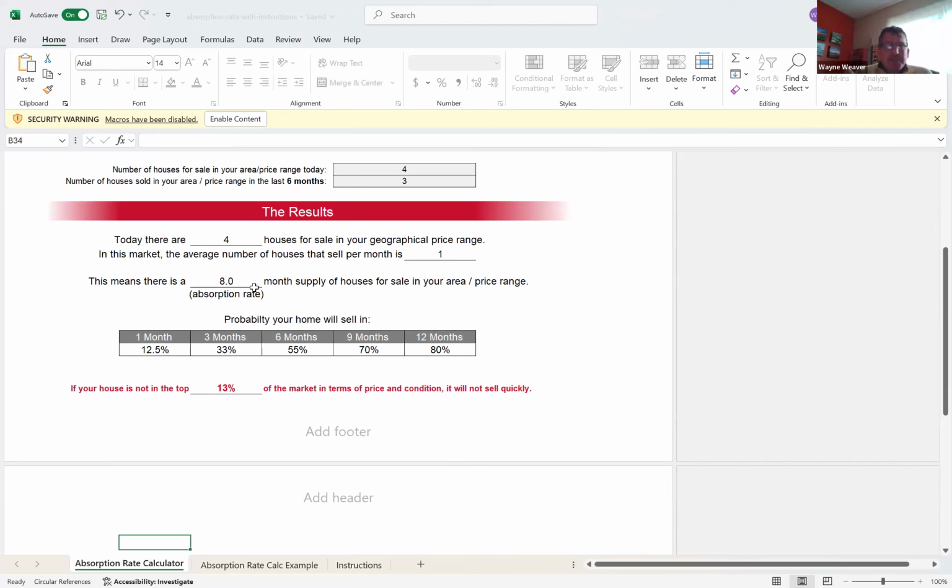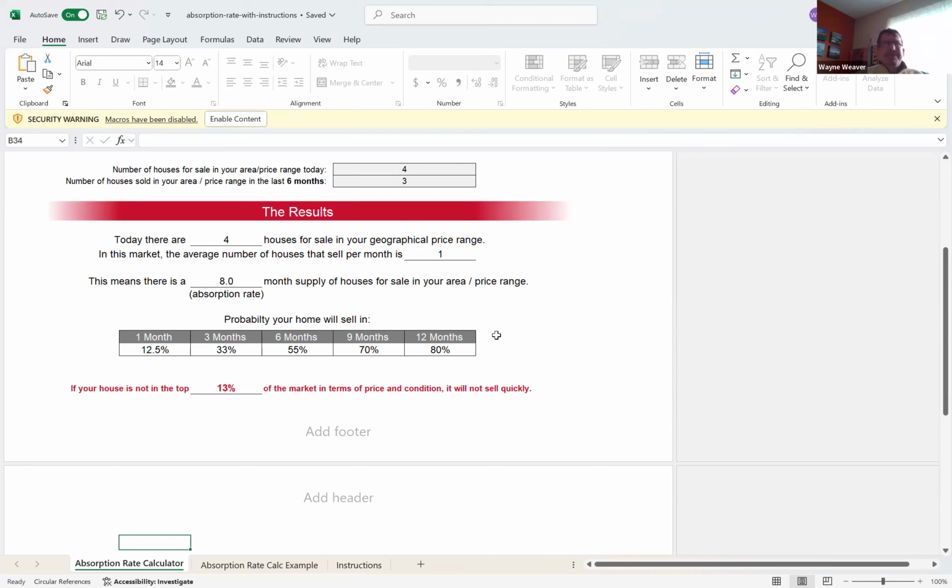So today there are 4 houses for sale. In this market, the average number of homes that sell per month is 1. So that means there's 8 months supply. So the probability your home will sell in 1 month is 12.5%. And then of course it goes up. By 12 months, it's 80%.